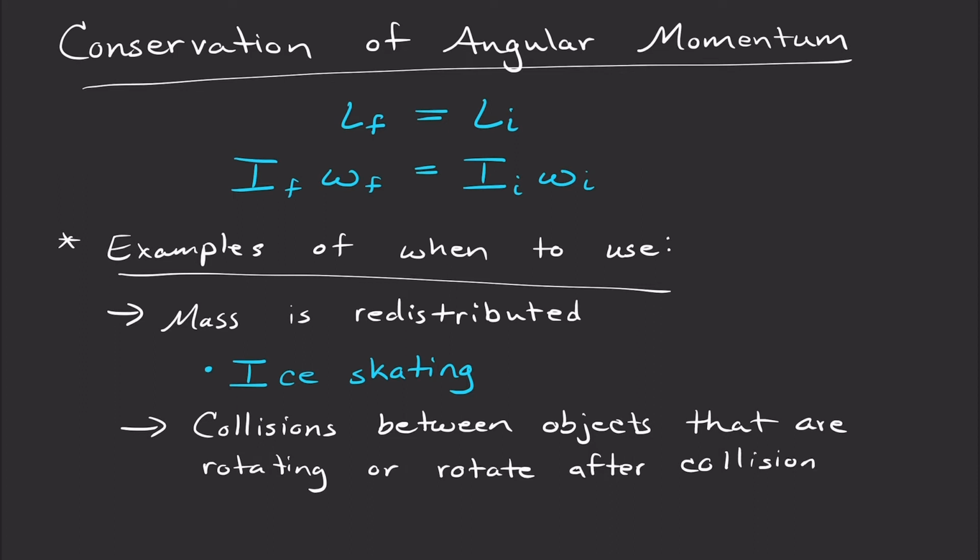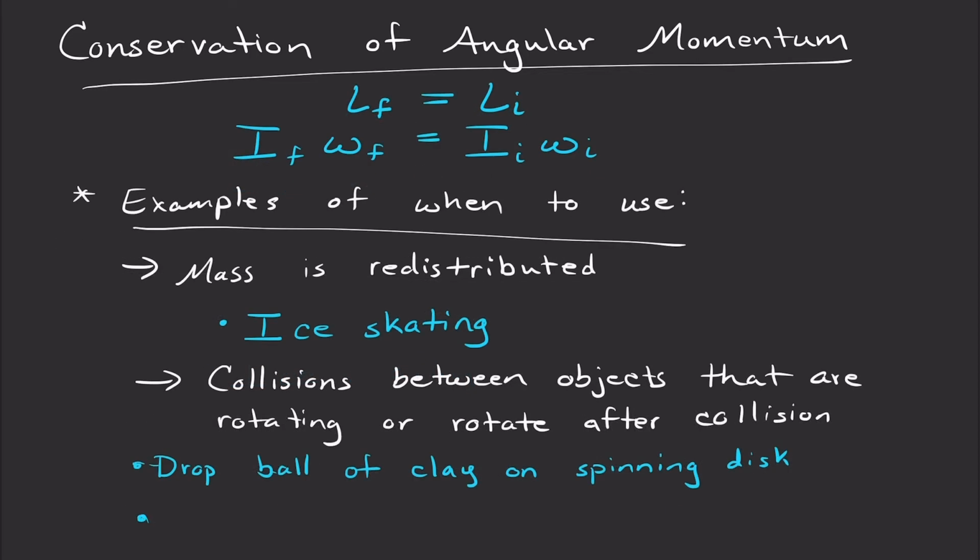So an example would be if you have a spinning wheel, like a potter's wheel, and you were to drop a big ball of clay near the edge. Now you just added mass to the outside, so it effectively changed the moment of inertia. So that's a classic problem.